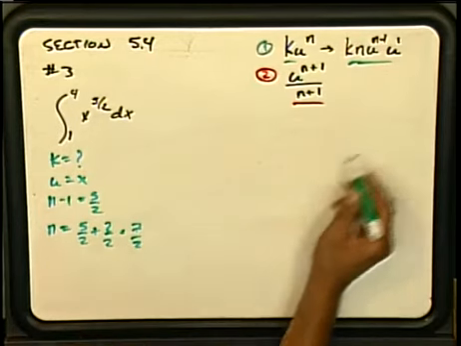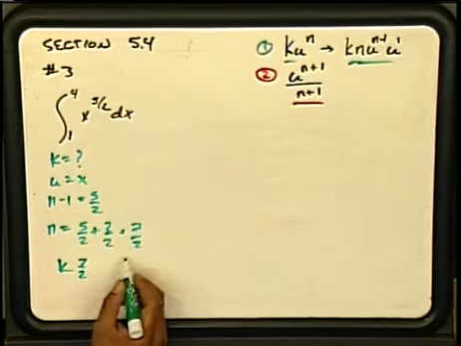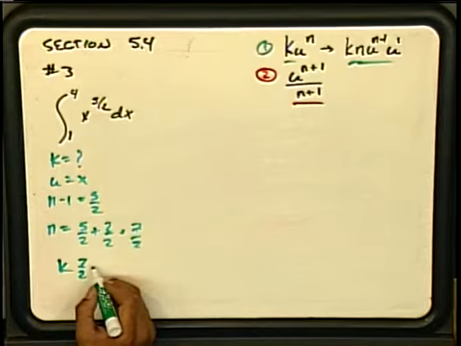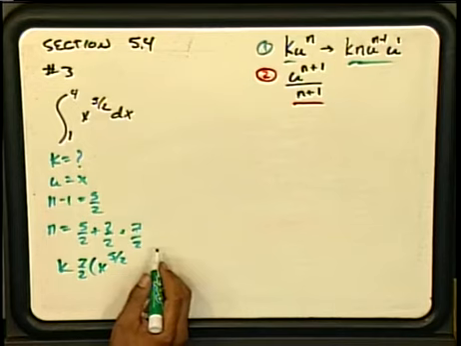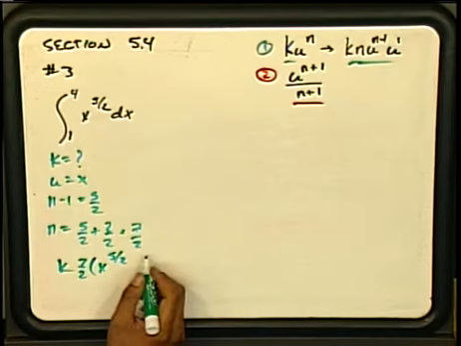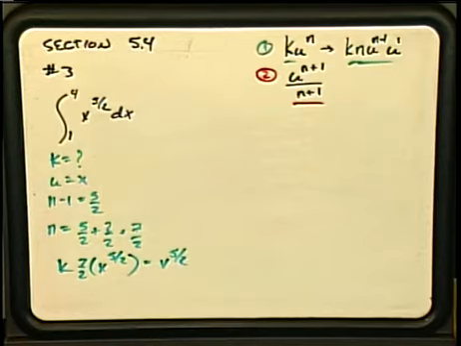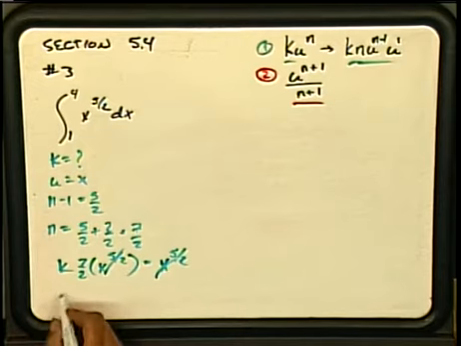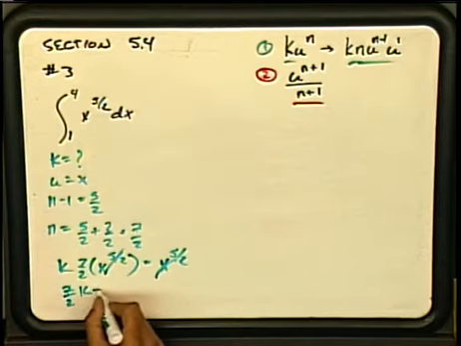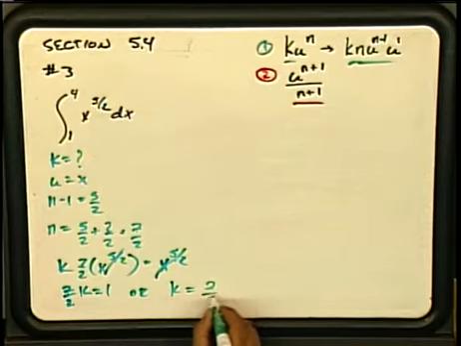Write it in this form. K, n is 7 halves, U is x to the 5 halves. U prime doesn't apply. Equals x to the 5 halves. X to the 5 halves cancel. So 7 halves k equals 1, or k equals 2/7.